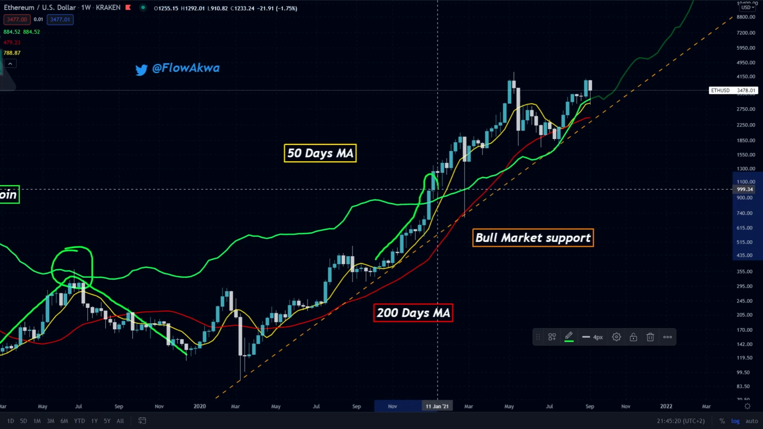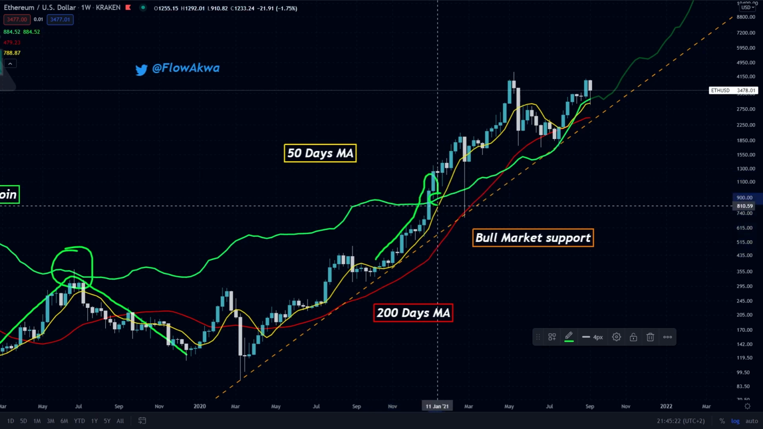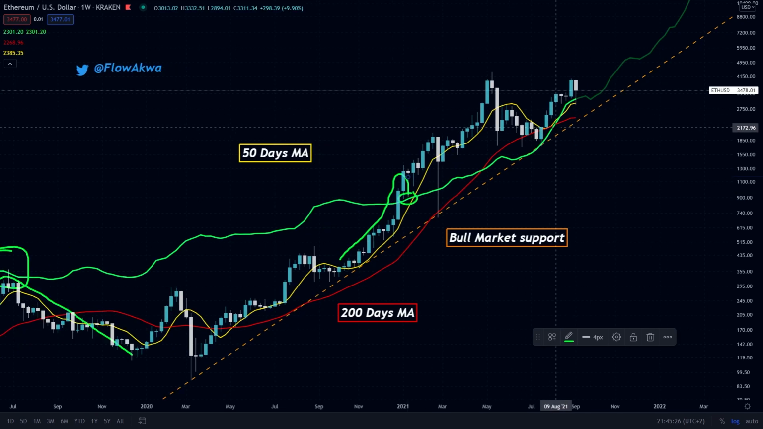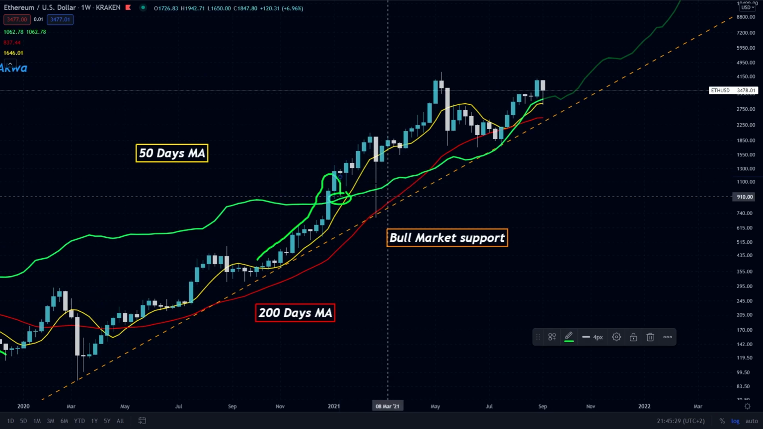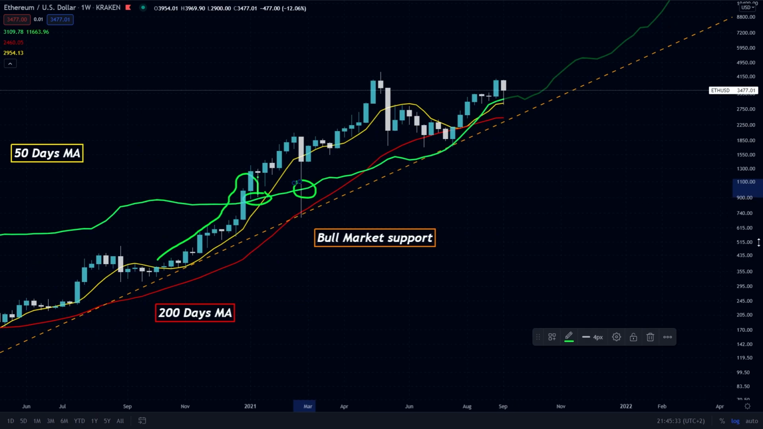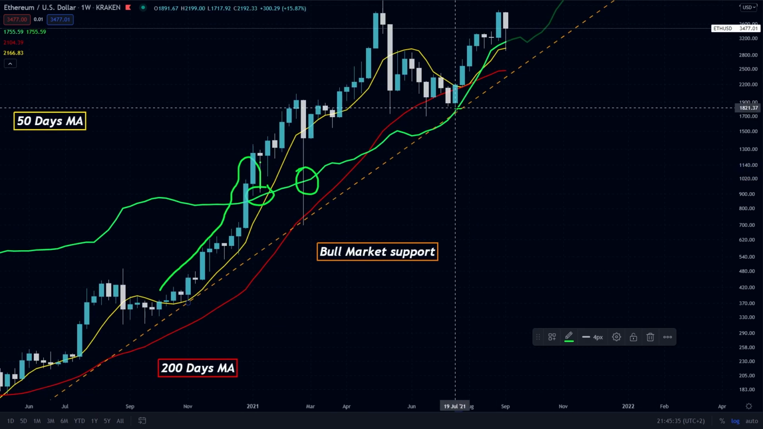We used it as a support again, just right here, with a big wick. And recently, look, oh, I forgot, we tested it as a support, just right here. And recently, we retested it as a support.